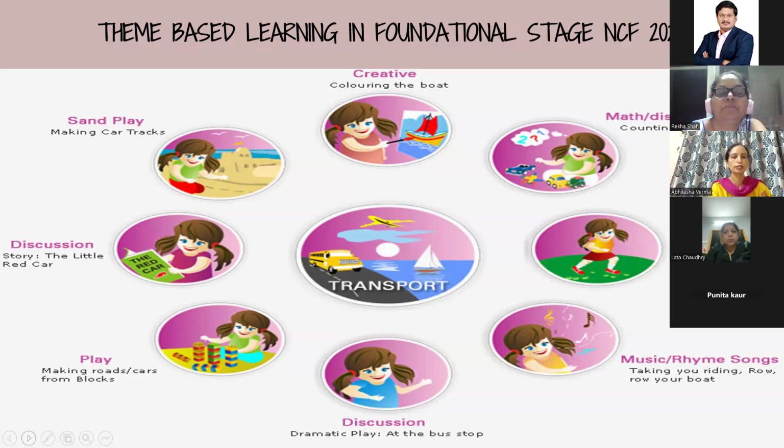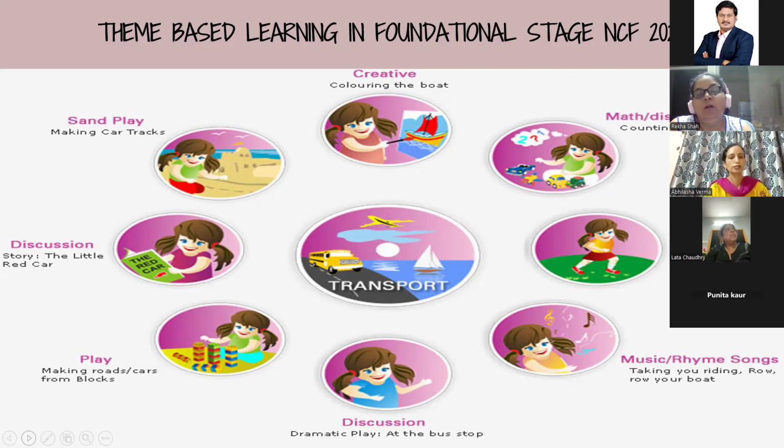So using that transport, coloring is there, creativity. The child is coloring the boat. Then it comes to maths. The child is discovering, counting how many transports are there. Then active play, you can use those things as playing material also. Then music: transport can be used for teaching them music and rhymes. That theme can be used to teach.